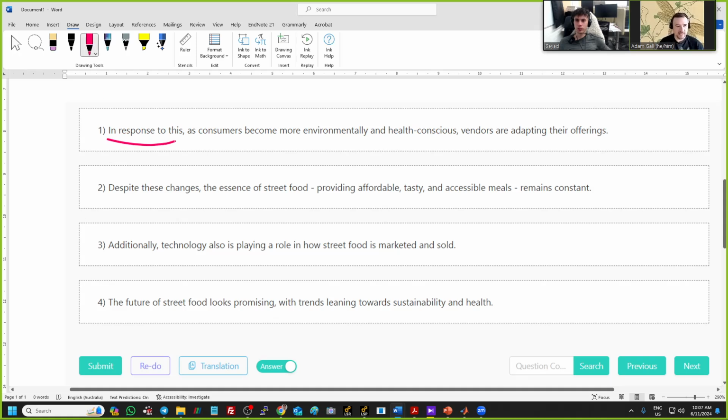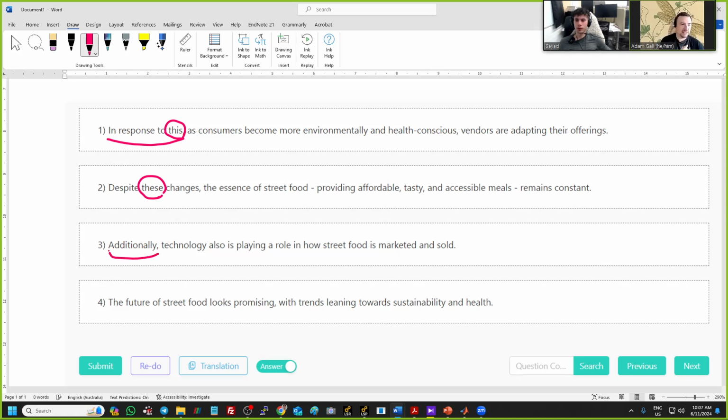In response to this, the demonstrative this is referring back to something that's happened before it. These changes, so that's another demonstrative, it's referring back. And the word additionally, as that adverb, is saying that we're adding something to an already in process. So that tells us that number 4, which doesn't have any of those cues there, that's likely to be the first one. And it's kind of introducing a topic. So it works as a topic sentence.